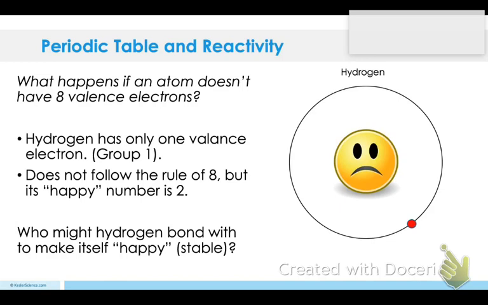What happens if an atom doesn't have 8 valence electrons? Hydrogen has only 1 valence electron because it's in group 1. It does not follow the rule of 8, but its happy number is 2. So right now it is not happy because it only has 1. Who might hydrogen bond with to make itself happy and make itself stable?